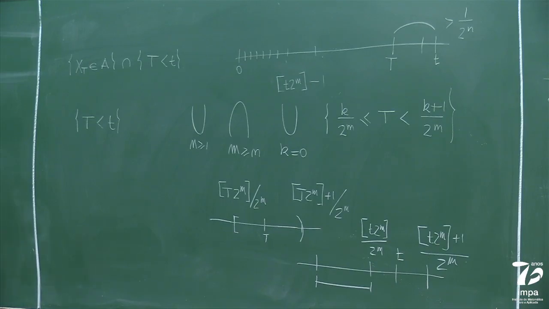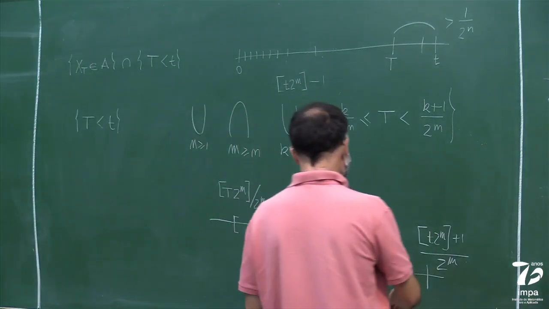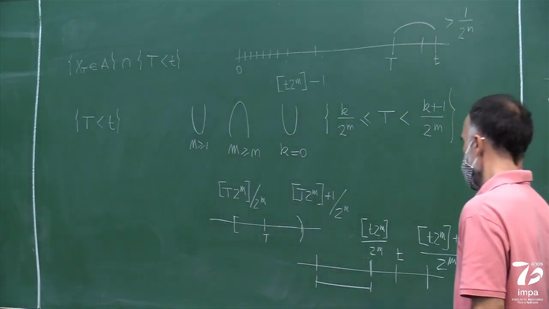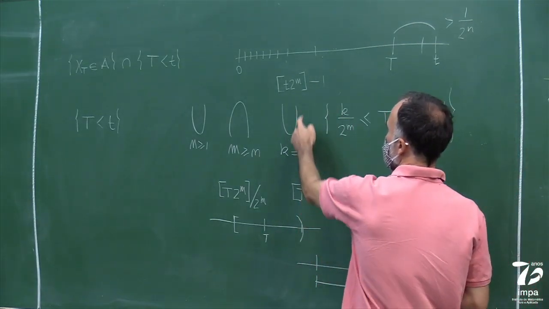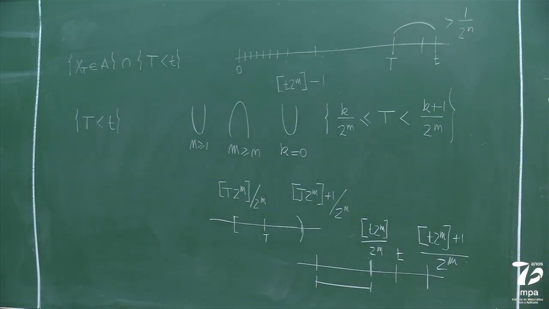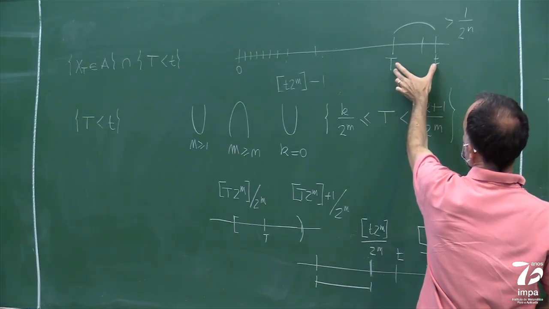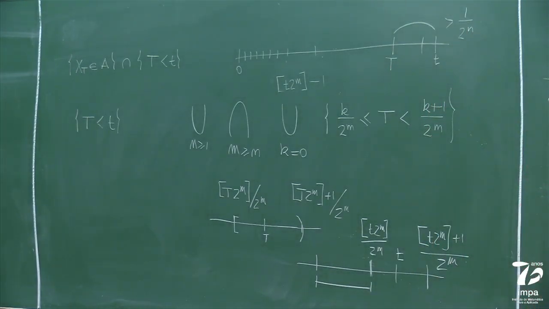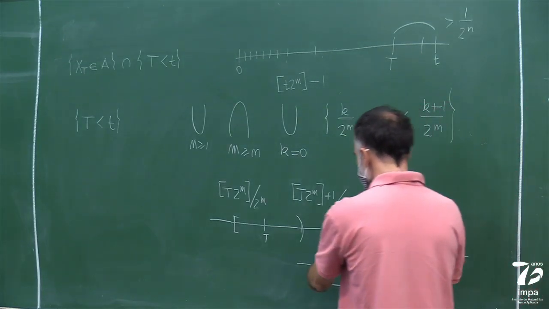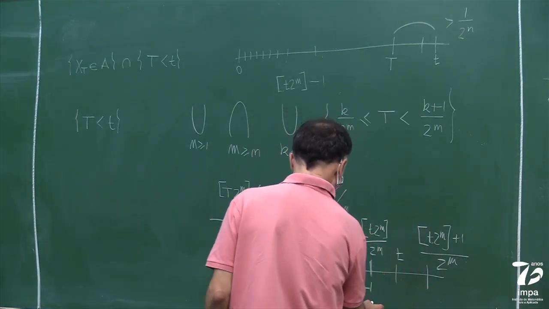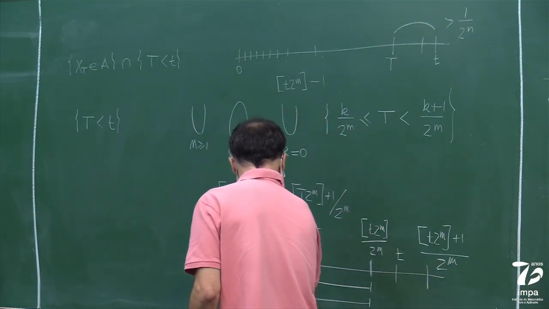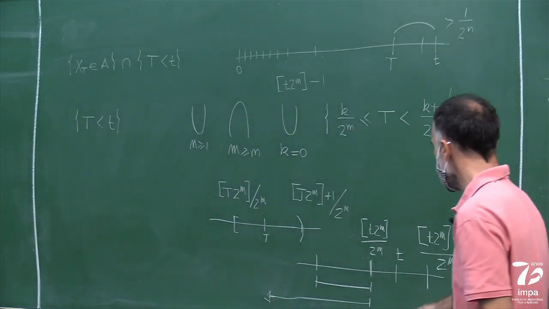Okay? So I'm stopping here. This is my last interval in this union. And what I claim is that since the difference between capital T and T is larger than 1 over 2n, and m is larger than n, it's also larger than 1 over 2m, which means that T indeed belongs to this interval. So I can indeed stop here.